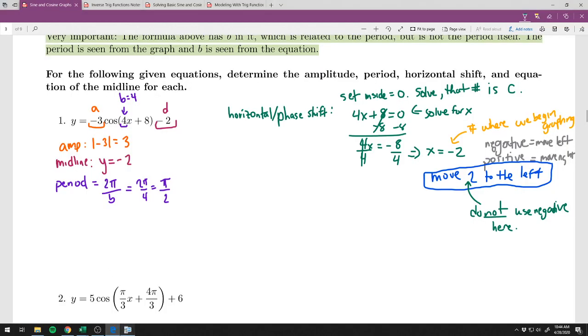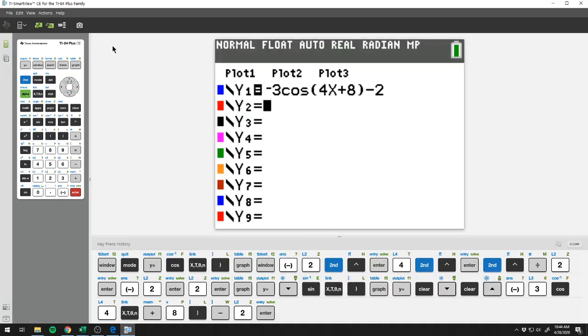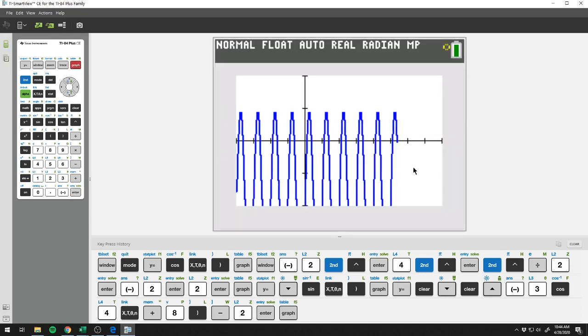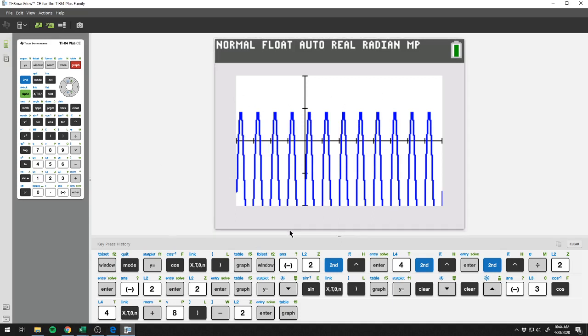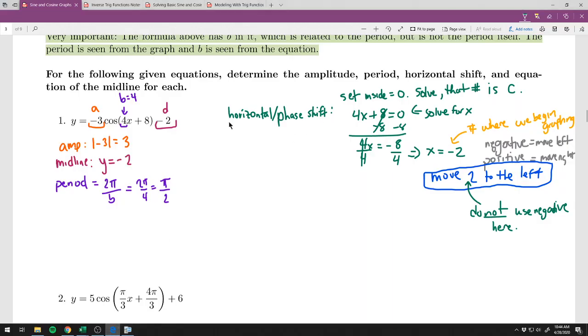Now, if you don't adjust your graph because of all the changes here, I'm just going to show you, you're not going to see much. The period being a lot different means it's going to move quicker. It's going to go through its process quicker. That's why you see a whole bunch more humps here. But also the horizontal shift, the phase shift, and the amplitude are going to change it quite a bit.